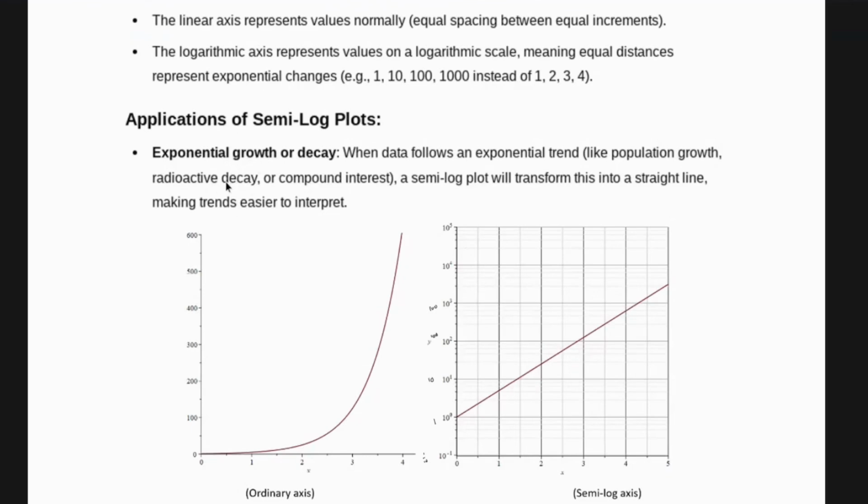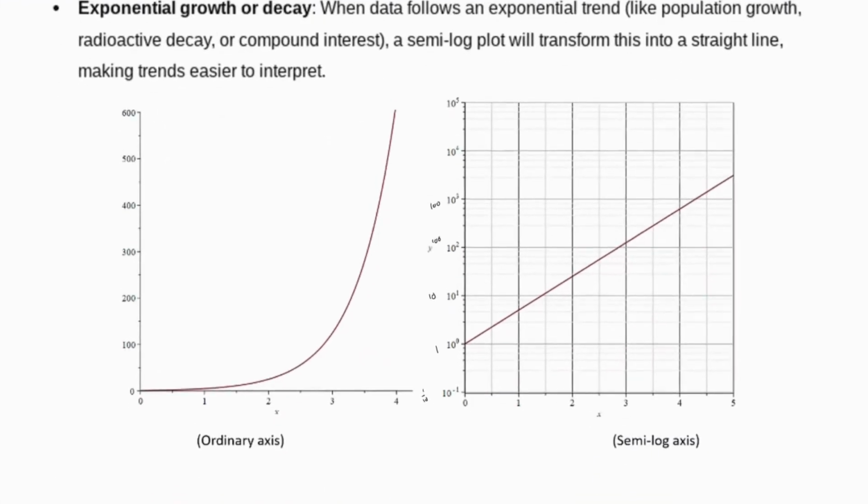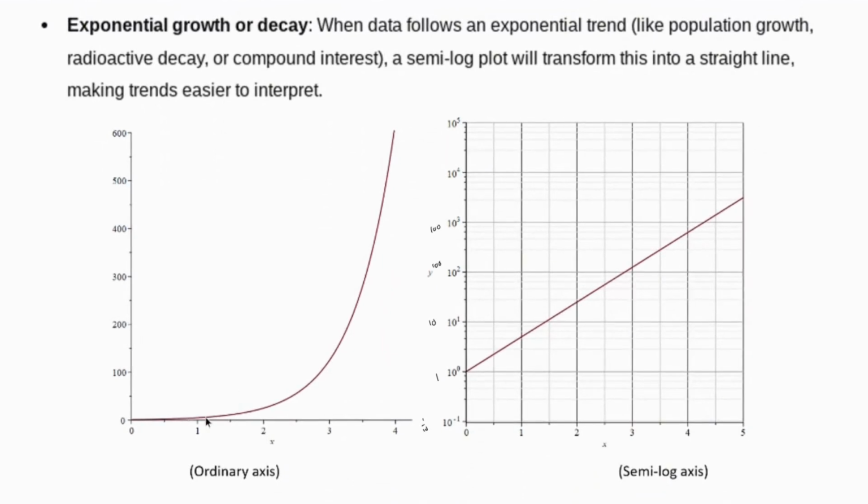Now, if I give you an exponential function, whether it's growth or decay, it's going to appear linear on a semi-log plot. When data follows an exponential trend like population growth, radioactive decay, or compound interest, a semi-log plot will transform this into a straight line, making trends easier to interpret. So half of today's lesson is: if I wanted to know if this represents an exponential function, I would say yes it does, because these axes are logarithmic, these are not, and it creates a straight line.